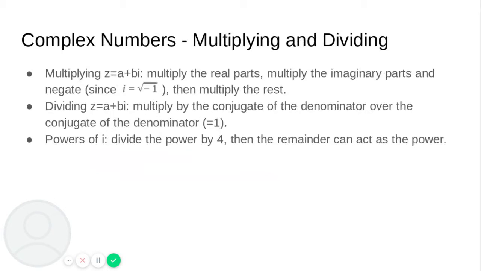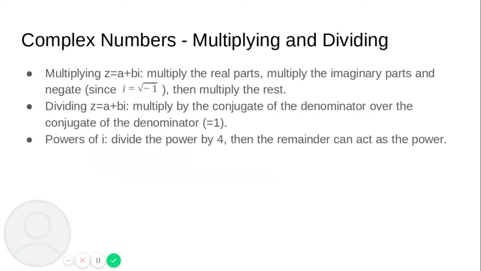Multiplying and dividing. So if you have it in algebraic or rectangular form, which is z equals a plus bi, then we want to multiply the real parts, so a times a, multiply the imaginary parts, so b times b, and then negate. This happens because if you have bi times bi, this would be equal to b root negative 1 times b root negative 1. So this would be b squared times negative 1, so just negative b squared, and then multiply the rest out.